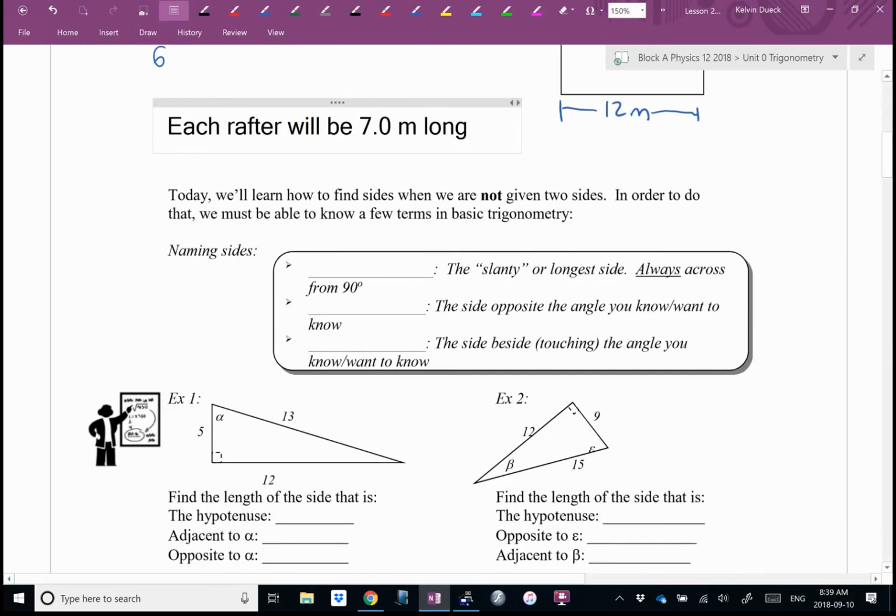Most of the time in physics, not always, but most of the time, you won't have two sides. Instead, you'll have one side and an angle. To do this, we need to know some basic terms in trig. This may seem obvious, Aisha, but every triangle has three sides. Well, duh, it's a triangle. Each of these three sides has a specific name if there is a right angle. The first one you already know. It's the hypotenuse. The slanty side, the longest side, always across from the 90.